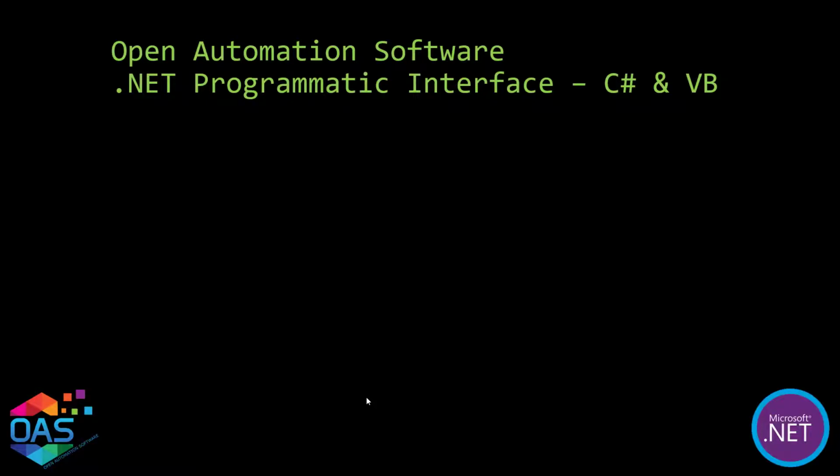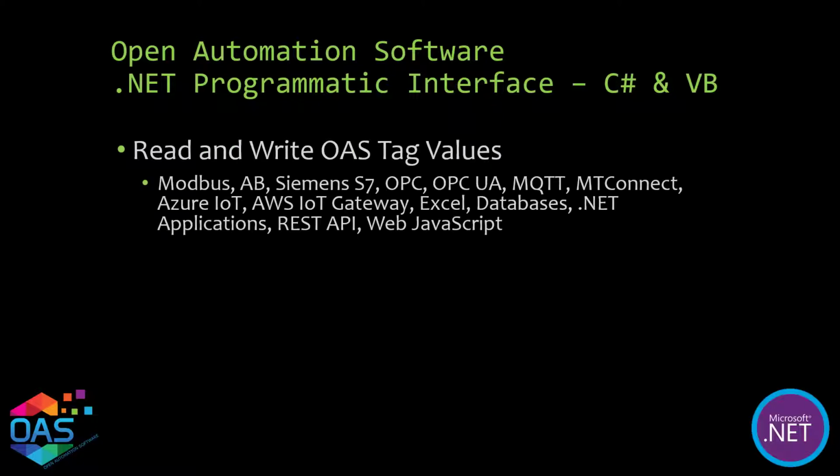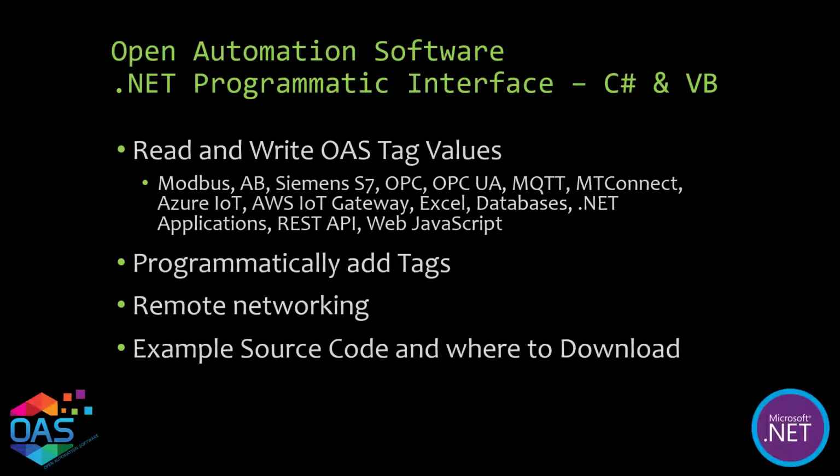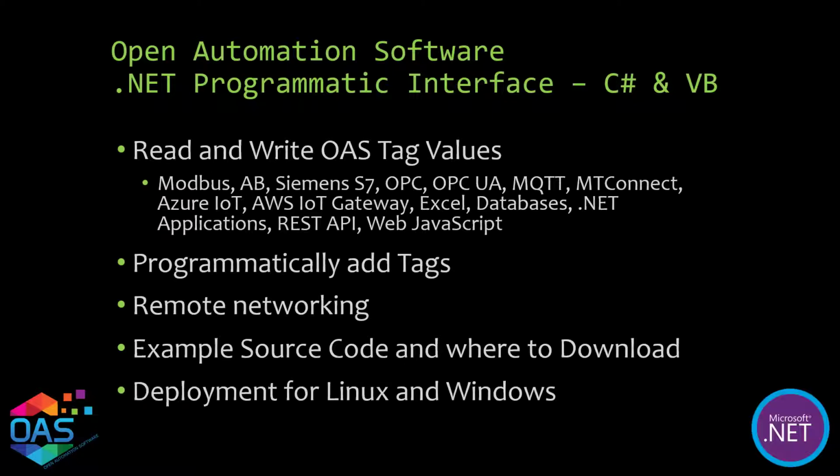This is a presentation on the .NET Programmatic Interface for Open Automation software. I will demonstrate for you how to read and write to OES tag values that can be defined to any Industry 4.0 data source. I'll show you how to programmatically add tags, how to implement networking so you can deploy your applications remotely, and I'll show you where to download example source code from the website at openautomationsoftware.com and how to deploy the applications to both Linux and Windows.